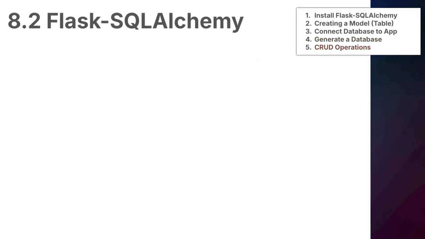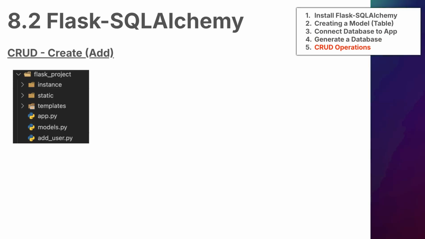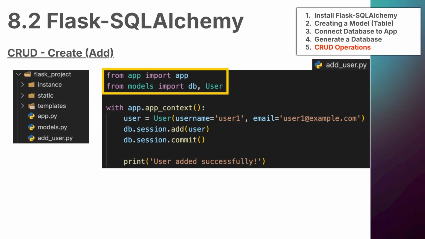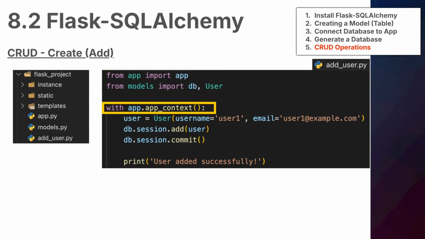Five, CRUD operations. First, create. Let's create a new Python file named adduser to understand clearly. Inside the file, first, import the app and the DB object, and the user class from app and the models Python file. This sets up the app context so database operations can run.